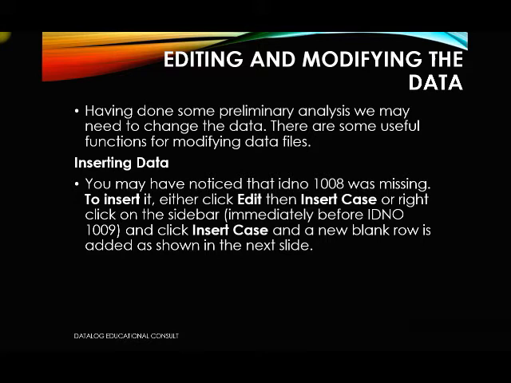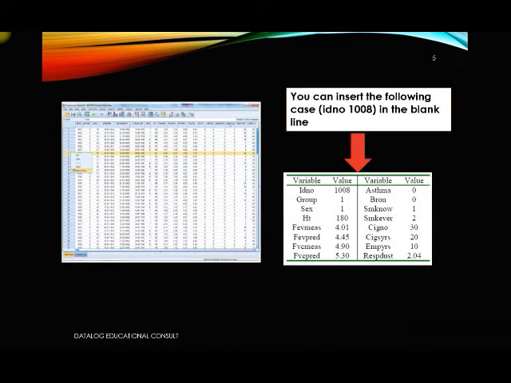Inserting data. You may have noticed that ID number 1008 was missing. To insert it, either click Edit, then Insert Case, or right-click on the sidebar immediately before ID number 1009 and click Insert Case, and a new blank row is added as shown in the next slide. This is what you will see, and this is the data that I want us to enter into that case. We are going to enter this case into the new row that we are going to insert. So let us insert a new row first.